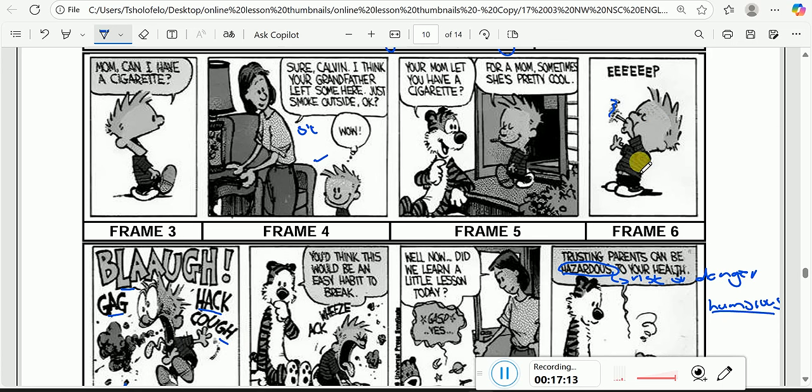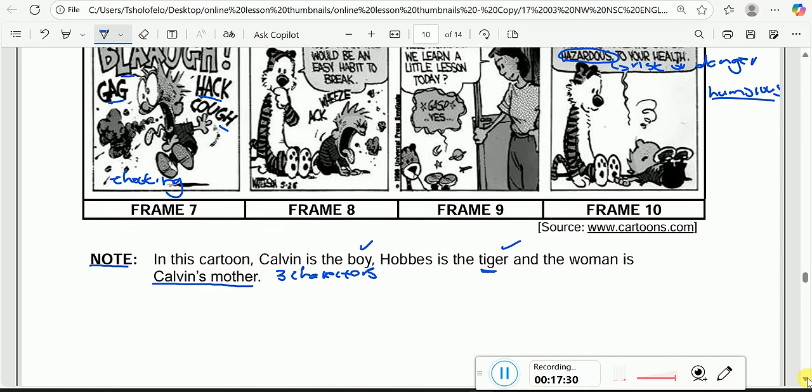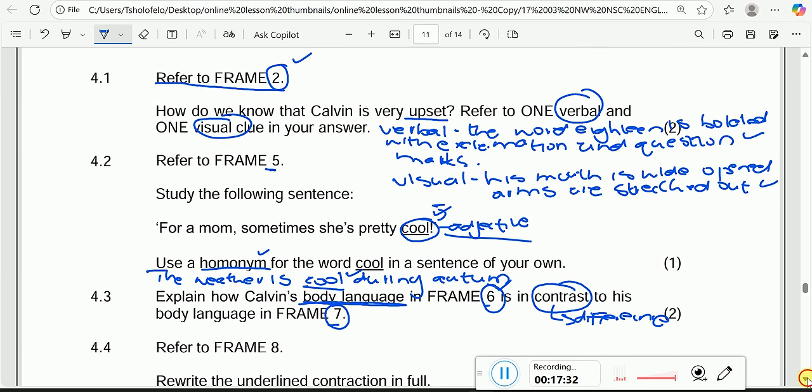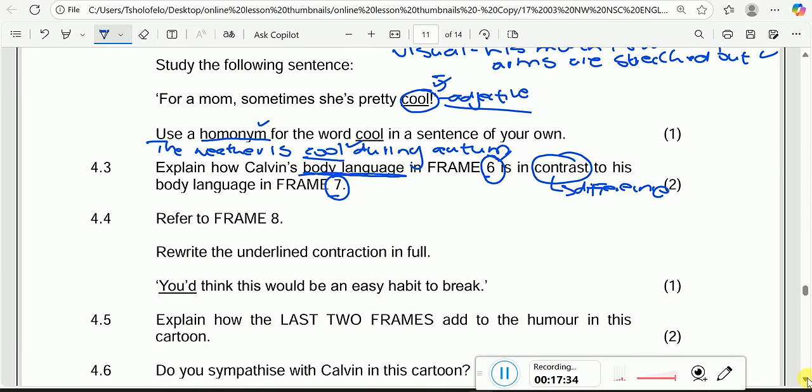So here we talk about posture. If you talk about posture in frame 6, contrast it with frame 7. If you talk about the eyes in frame 6, talk again about the eyes in frame 7, and how different they are. So in essence, you focus on one feature so that you are able to explicitly and successfully demonstrate the contrast. And this is how you respond to the question.